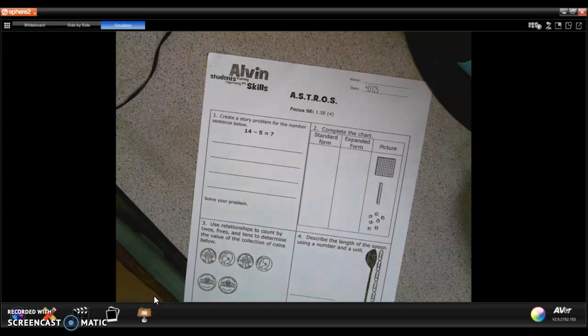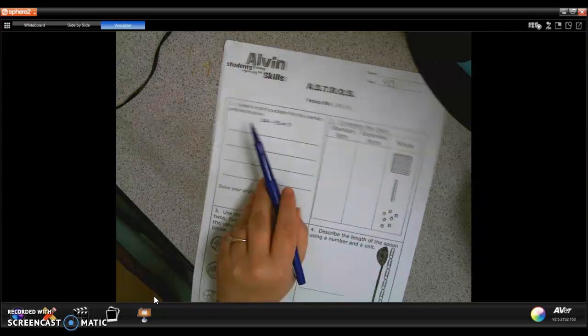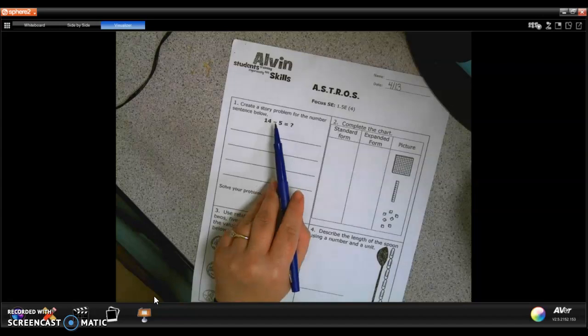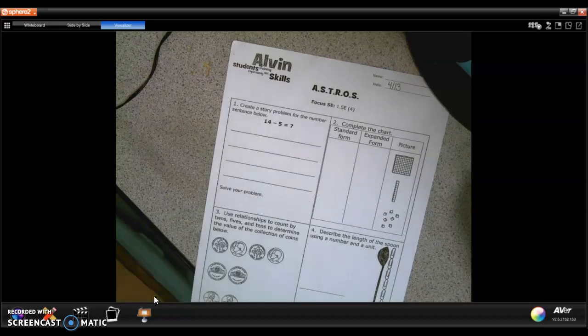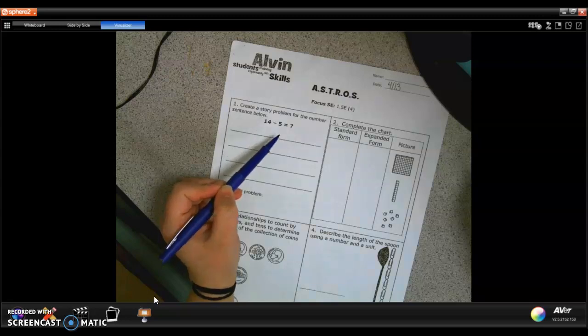Create a story problem for the number sentence below and then solve your problem. So this is going to vary depending on how you do it. But what I do know is my start is 14 and my change is I'm losing 5. So I could say Miss Breed has 14 toys for Tori. Tori loses 5 toys. How many toys does she have left?